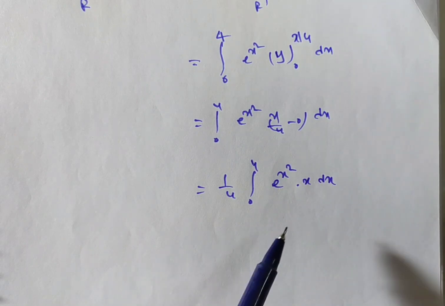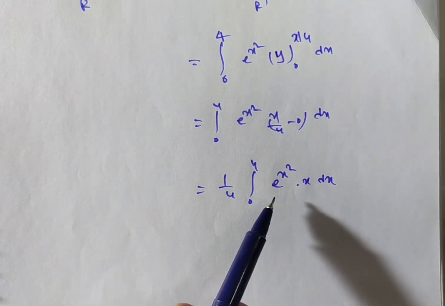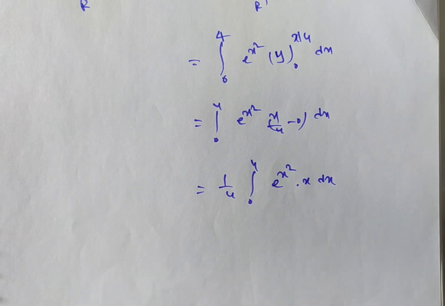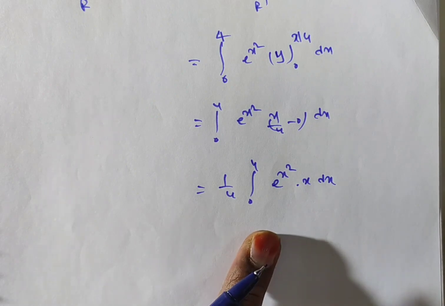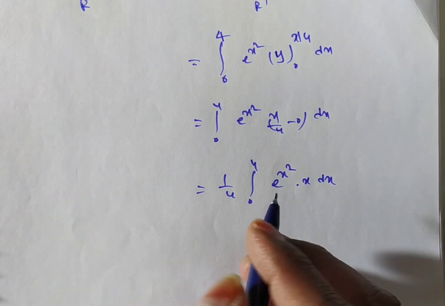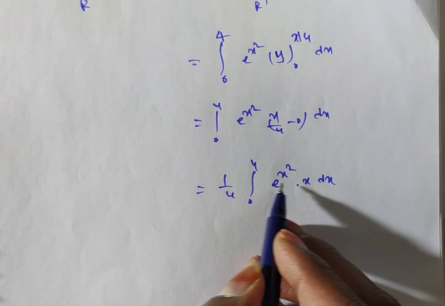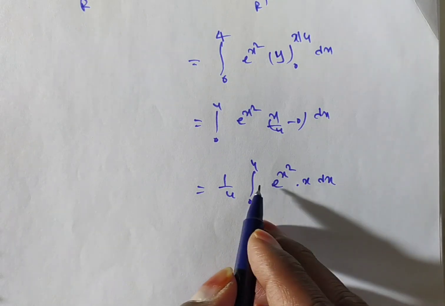So here you cannot apply the UV rule because e power x square integration we cannot get directly. So what to do in this case? We have to go for another method. Do we have any formula? No, we don't have any formula. So go for the substitution method. What we have to substitute is the exponent. If it is x, okay, but x square you have, so we are not getting it.